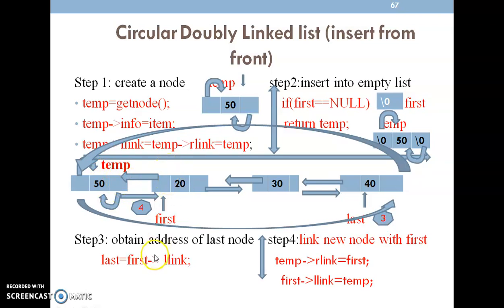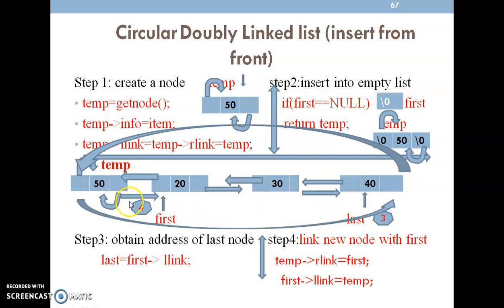Okay. So in order to change these two addresses, we require the address of the last node. Earlier, in order to get the last node, we had to start from the first node and visit until the last node's right link matched the null character. But because of the circular linked list, we directly get the last node. How to get it? last equal to first pointer left link, so this will give the last node. Then we can add this temp node as the first node.